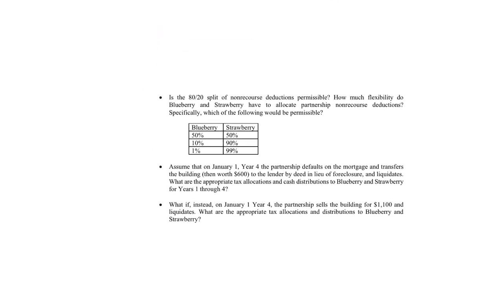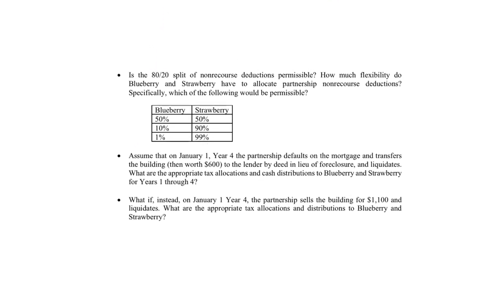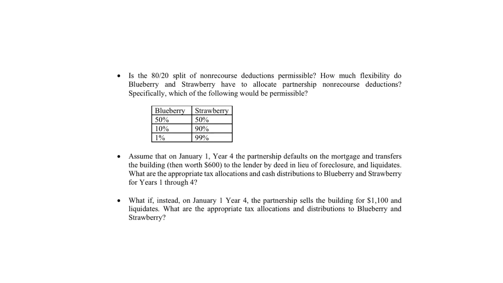So the problem specifically asks for three areas of questions, but each question is really broken into different parts. So the first question is the 80-20 split of non-recourse deductions permissible? How much flexibility do Blueberry and Strawberry have to allocate partnership non-recourse deductions? And specifically, which of the following will be permissible? And I give some respective situations.